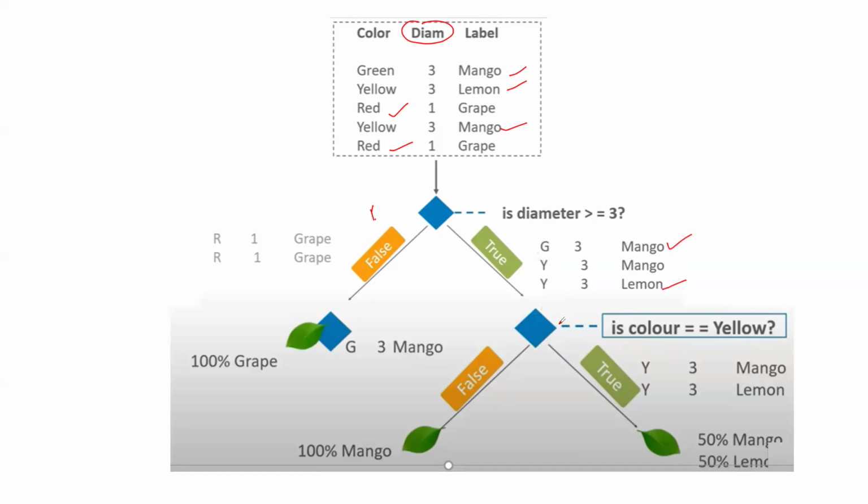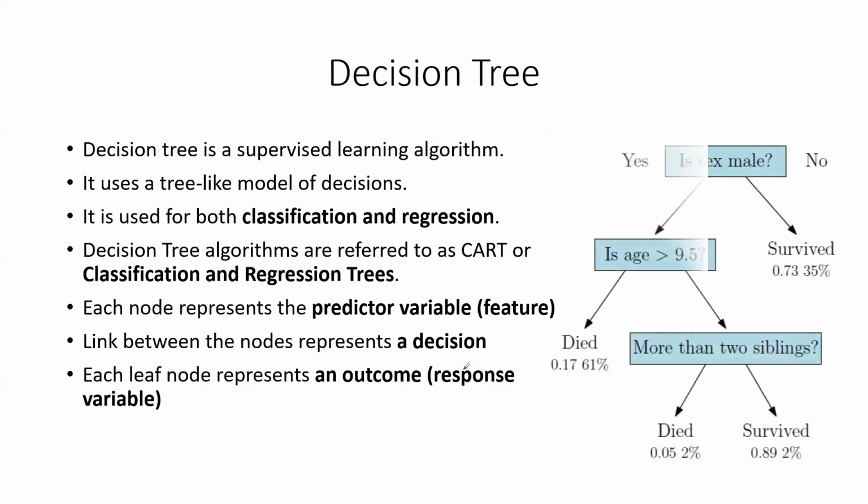So the next decision criterion is based on the color. If the color is yellow, there is a chance of the fruit being a mango or a lemon. And if it is not yellow, then the only option we have is green, and it is going to be 100% mango. So this is how we construct a decision tree. Manually we have constructed a decision tree, but for a huge amount of data, to train the system to generate a decision tree, we will look into how that works.